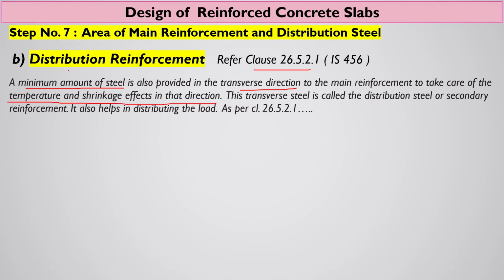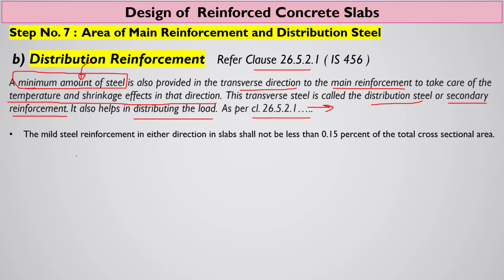So that means what is distribution steel? Distribution steel is equal to the minimum amount of steel as per IS 456. This transverse steel is called distribution steel, or also termed secondary reinforcement. If you say that the main reinforcement is primary reinforcement, then distribution steel will be secondary reinforcement. And it also helps in distributing the load as per clause 26.5.2.1. Beyond this, you can refer to the other subclauses in case of distribution reinforcement.